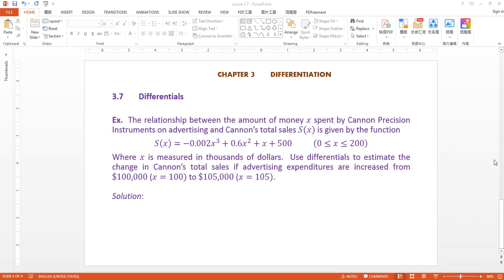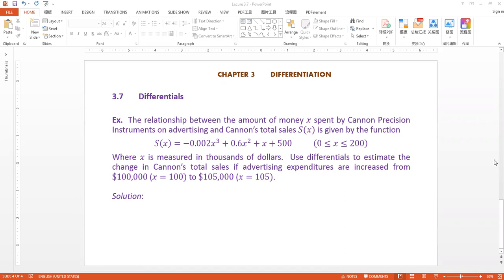The differential is defined as the derivative times dx. Okay, it's not the derivative, so make sure you know the difference. And the reason why we talk about differentials is because a lot of times we can use differentials to estimate the change of a function. Okay, let's just do an application problem by using differentials.